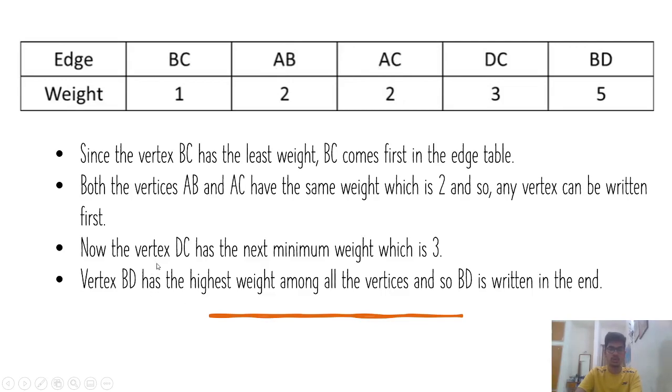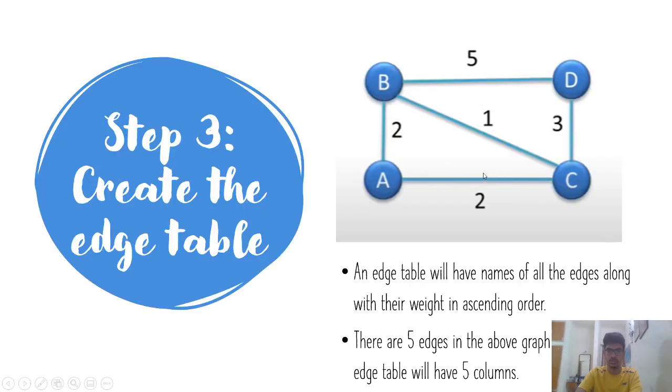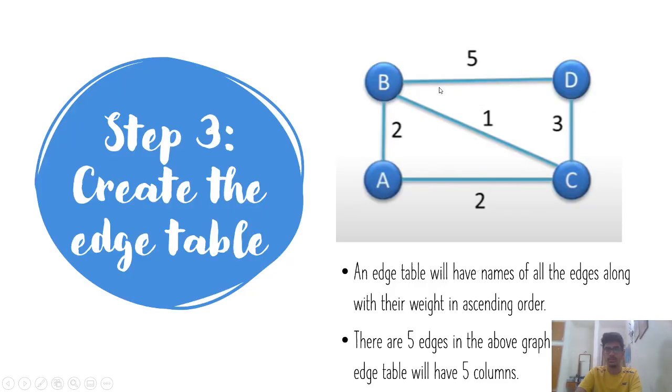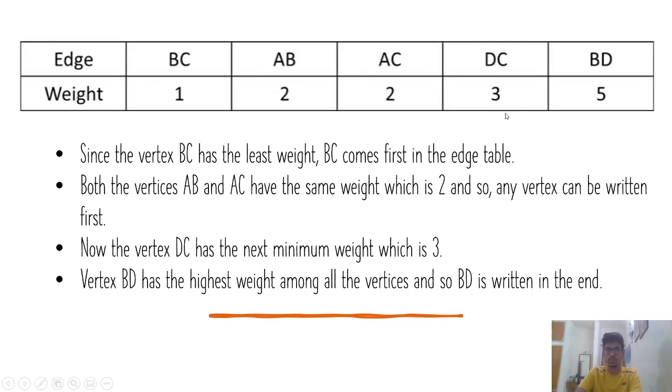Now the edge DC has the next minimum weight, which is 3. And then the edge BD has the highest weight among all the edges, and so BD is written at the end. And so this is how we make our edge table.